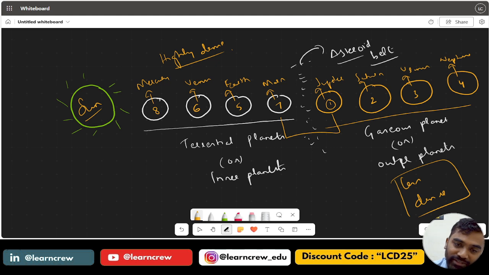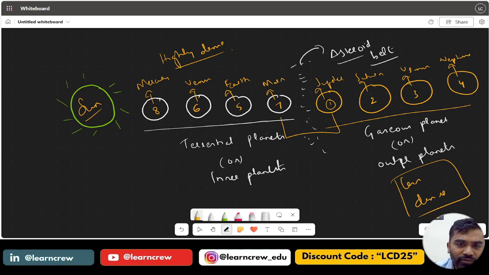Smallest planet will be Mercury. Now if I ask, the smallest planet revolves around the sun the fastest or the slowest? Obviously the answer is fastest, because it is closest to the sun. Okay, Mercury revolves around the sun the fastest.